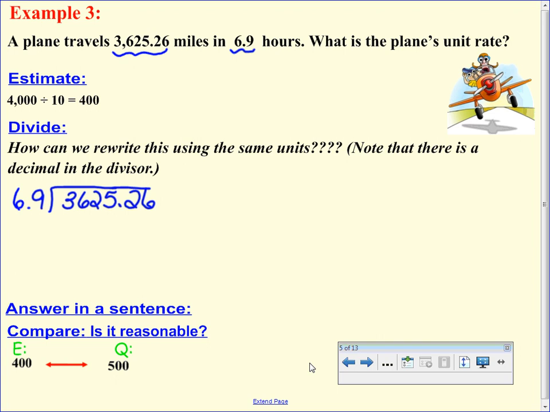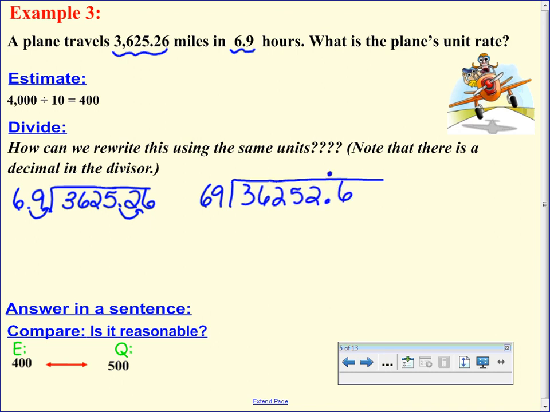So what did you learn to do? We move over the decimal point to the right. I want to remove the decimal from my divisor, but I can't just remove it, can I? No. That's changing the value. What I can do is multiply that by 10 to make that 69. However, if I'm multiplying my divisor by 10, I have to multiply my dividend by 10, because I want to keep the same value so that we have those same units.